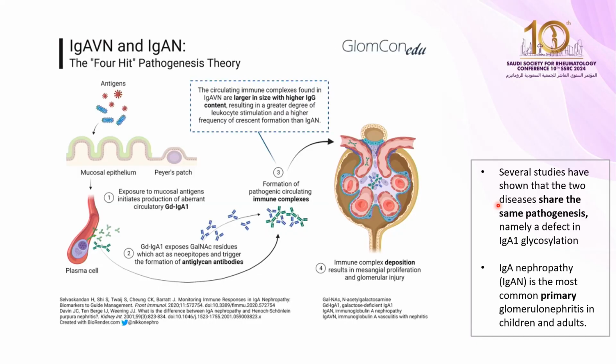So there are several studies recently that have shown that IgA vasculitis nephritis and IgA nephropathy share the same pathogenesis, which is a defect in IgA1 glycosylation. So after being exposed to an antigen, there will be production of circulatory galactose-deficient IgA1. This will lead to the formation of anti-glycan antibodies, which will lead to formation of immune complexes, which are going to deposit in the mesangial and glomerular injury.